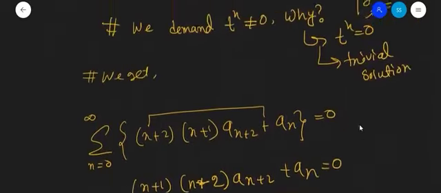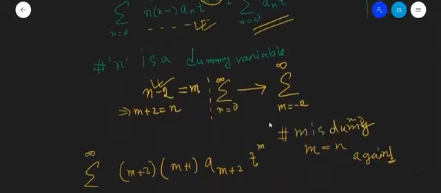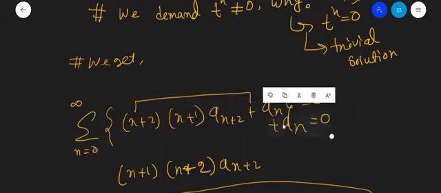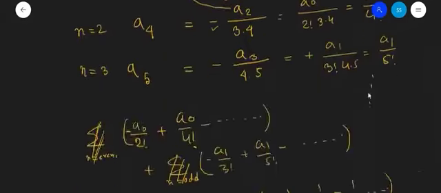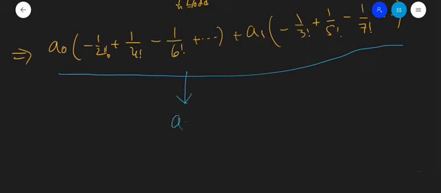And finally we have to write this in the format that we saw earlier, that is from n equals 0 to infinity, and there is this t to the power n, and these terms over here, these are our coefficients.